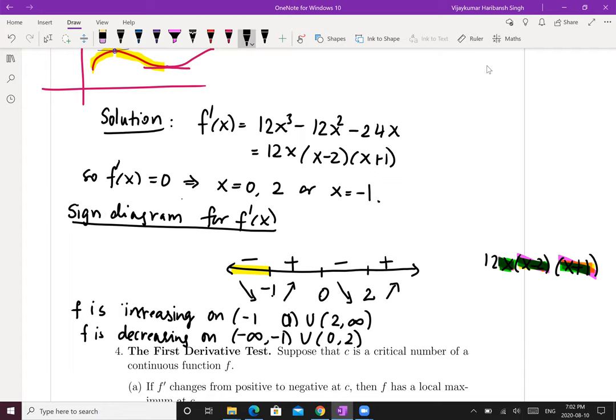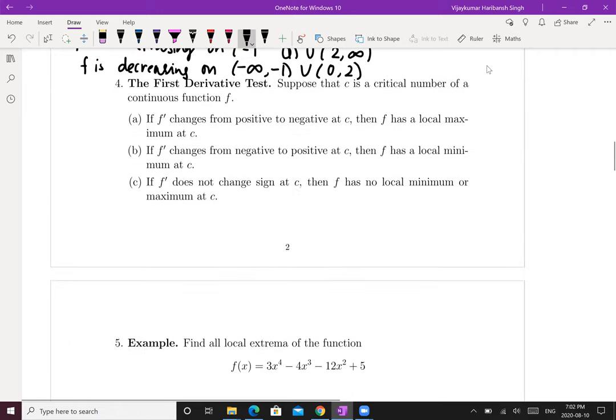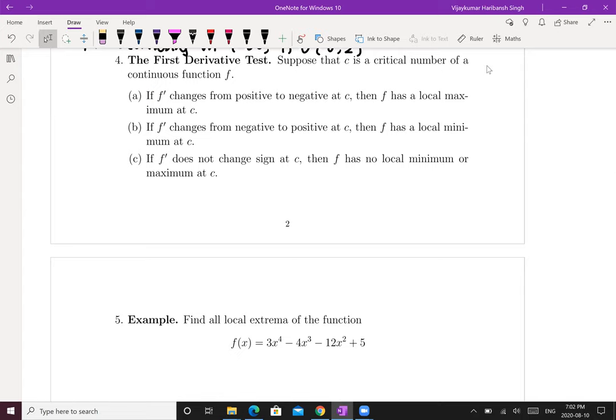Another quick way to do this was, notice that you have roots of multiplicity 1. So once you decide what is the sign here, then the signs are going to alternate. Now this derivative also helps us to decide whether the function has a local maxima or local minima. So let's see. Suppose f prime changes the sign at c.